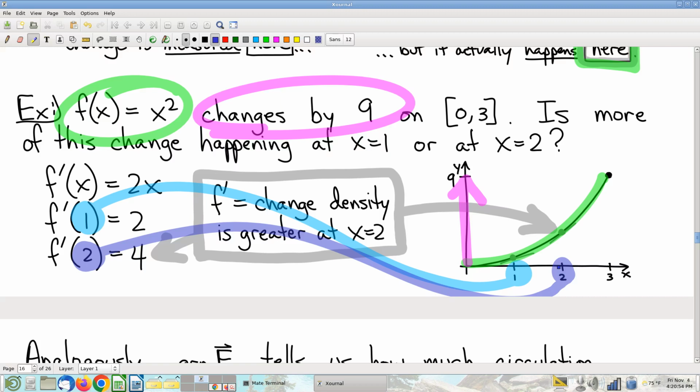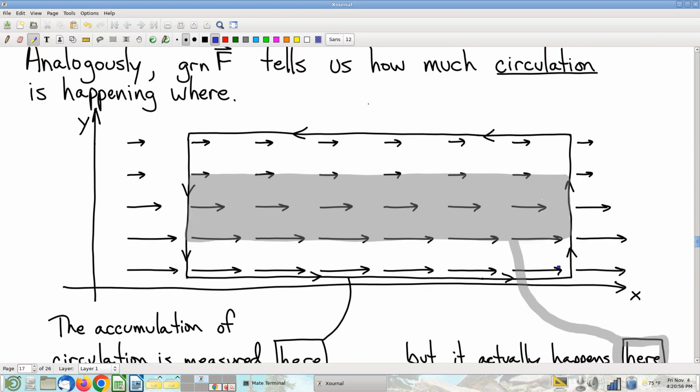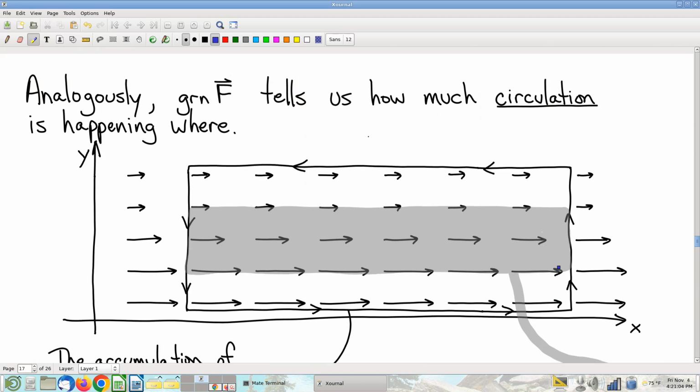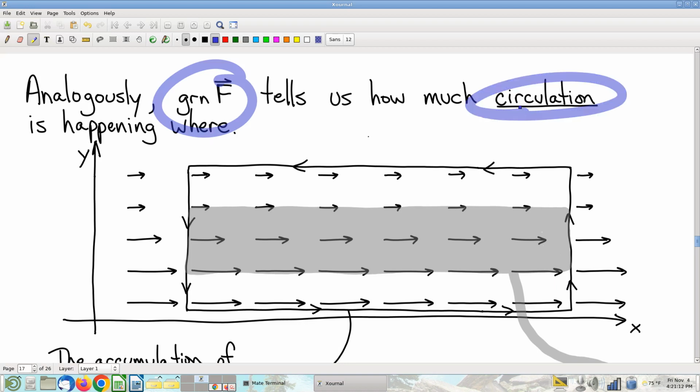Okay, so in the same way, Green's operator is a way of telling you how much, I'm out of time. Okay, I'm gonna quit here, but foreshadowing for Monday, we're going to find that Green's operator does the same thing. It's just telling you how much of the circulation that you detect on the boundary is happening, and where.